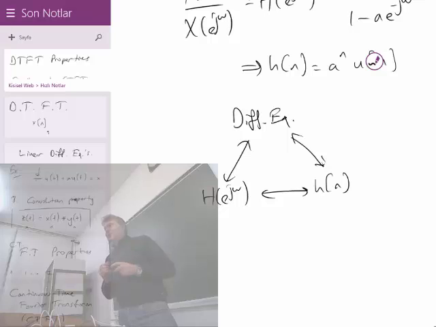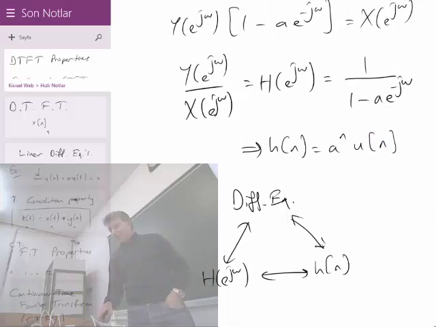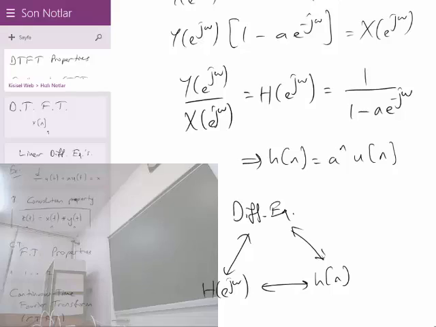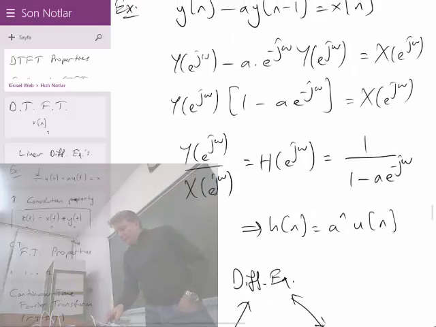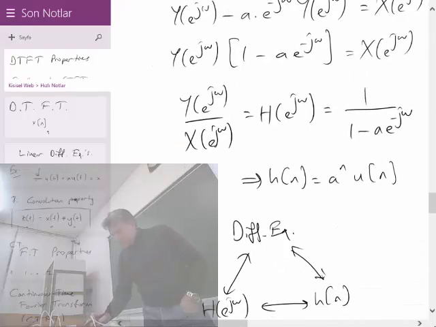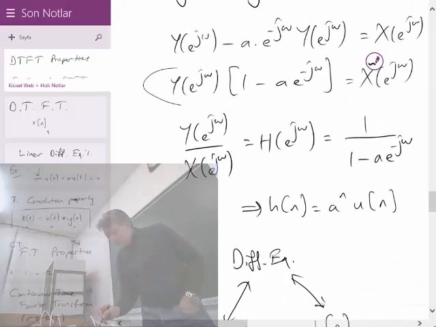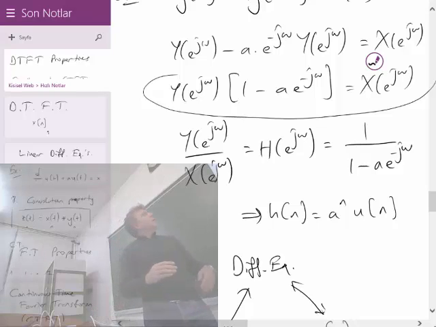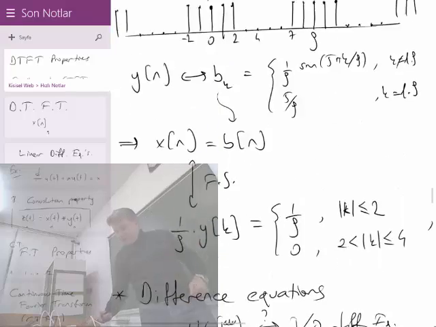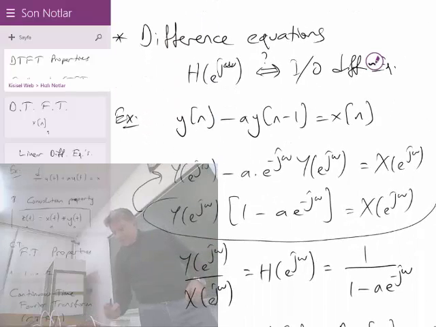So how are you going to do that? No, it's not duality. What you need to do is, if I give you h of n, just find H of e to the j omega, the Fourier transform. Go left. And from H of e to the j omega, say that H of e to the j omega is equal to Y of e to the j omega over X of e to the j omega, and write it like this. Then expand, and take the inverse Fourier transform of both sides of this equation. From here to here, now you get the difference equation.